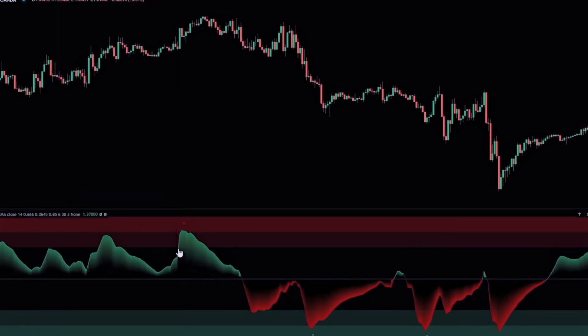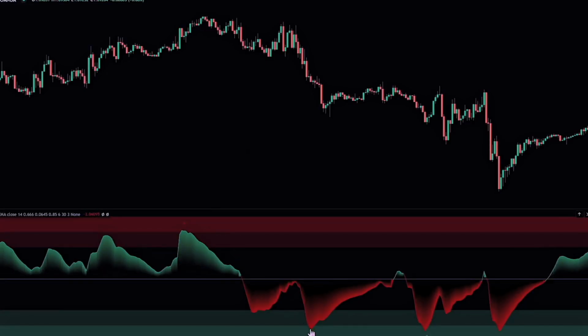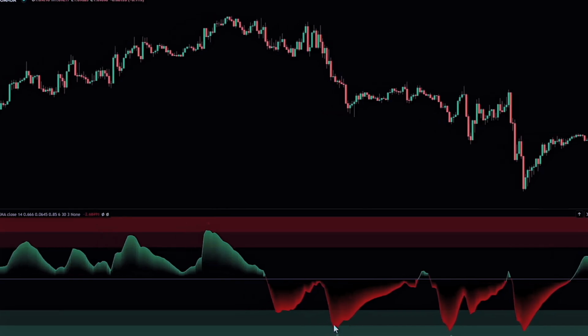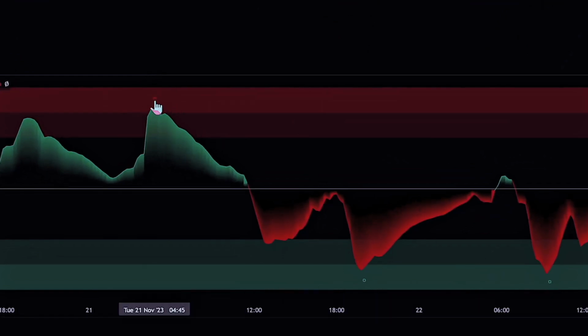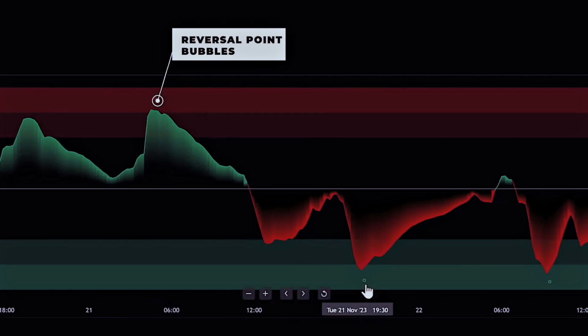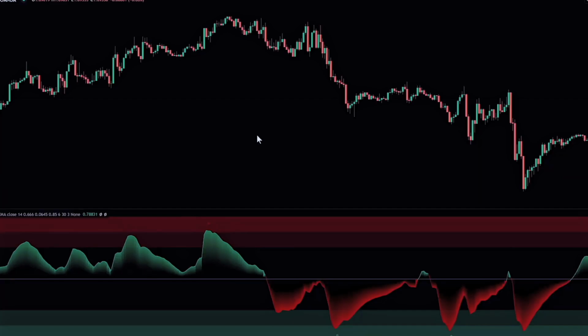When the Z line moves up into the red zone, that suggests the market could be overbought. On the other hand, when it dips into the lower green zone, that's a sign the market might be oversold. You'll also notice little green and red dots inside those zones. These are called reversal bubbles. The green bubble at the bottom signals a potential bullish reversal, while the red bubble up top signals a possible bearish reversal. As the name suggests, these are meant to highlight points where the trend might flip after the market enters an extreme area.